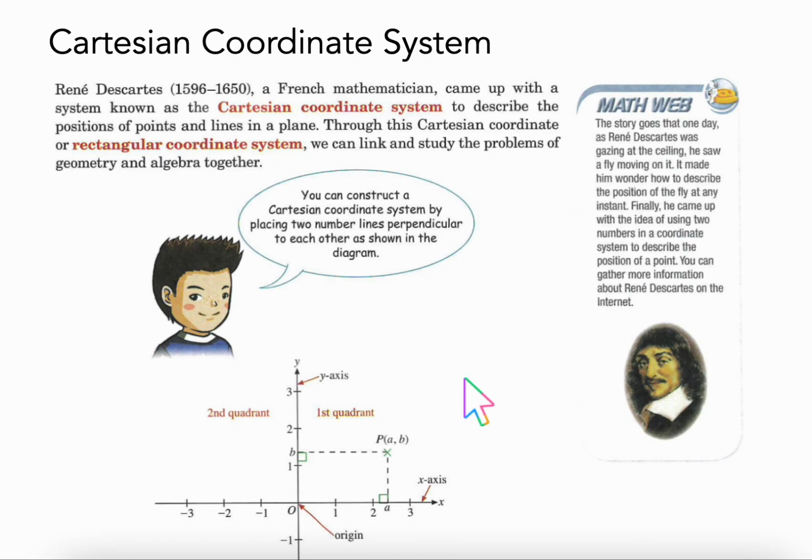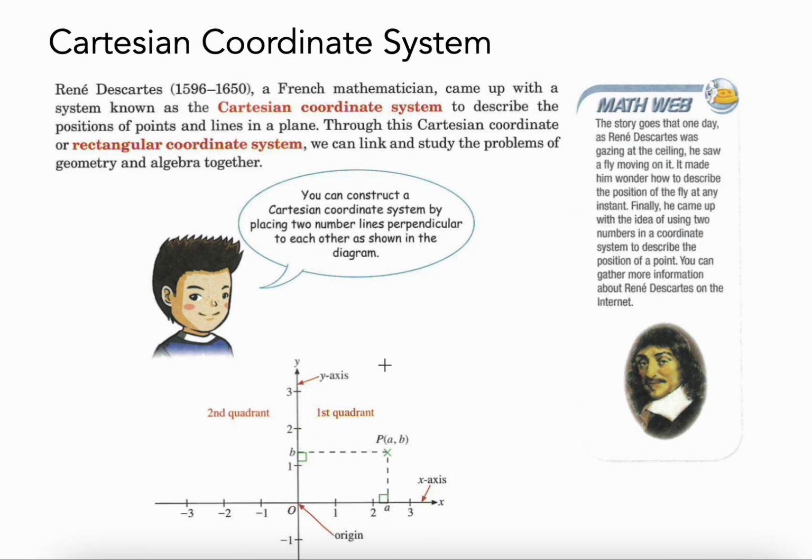And basically, the story goes that René Descartes was looking up at the ceiling and saw a fly moving on it. And he started to think, if I wanted to be as precise or as accurate as possible, if I were trying to describe the location or the position of the fly, how would I exactly communicate that, right? So then obviously that included numbers, and that's how he came up with the coordinate system, which is comprised of your y-axis going up and down, and then your x-axis going left to right.